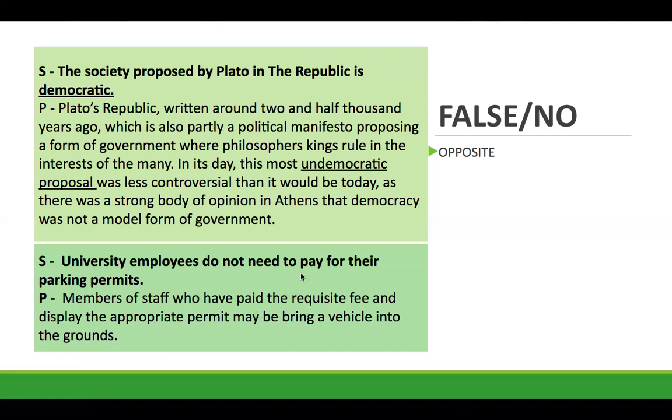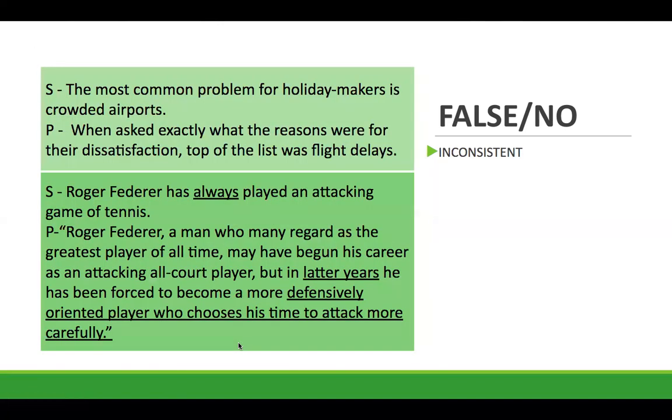Okay, it says here, do not need to pay for their parking permits versus staff who have paid their requisite fee and display the appropriate permit may bring a vehicle into the grounds. So they are opposing each other. The statement says they do not have to pay. The passage says after they paid for the requisite fee, it means that they are tasked to pay, so they're opposing each other. It's a false.